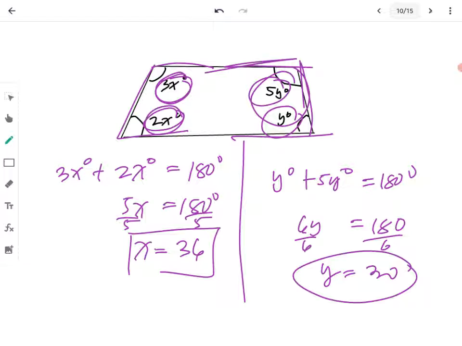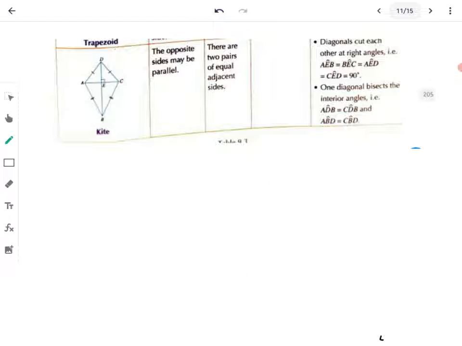Next, the last one is the kite. The distinguishing factor between a kite and a square or rhombus is that a kite looks like there's a tail. That's the longer version of the adjacent sides. The opposite sides may be parallel. In strict mathematics, maybe means it can be or it cannot be. Meaning if it's parallel, it's still considered a kite. If it's not, it's still considered a kite.